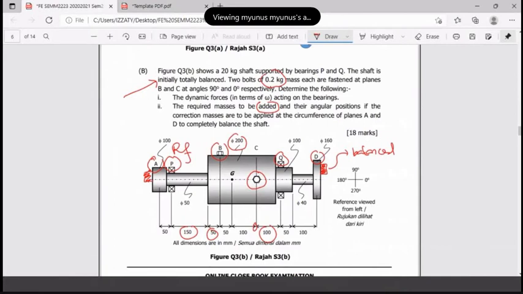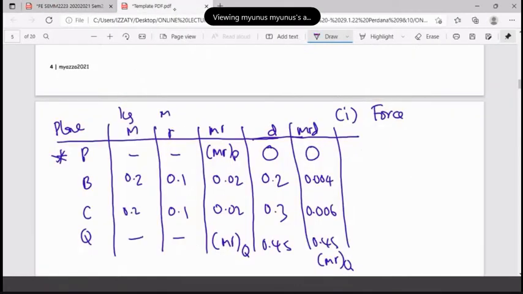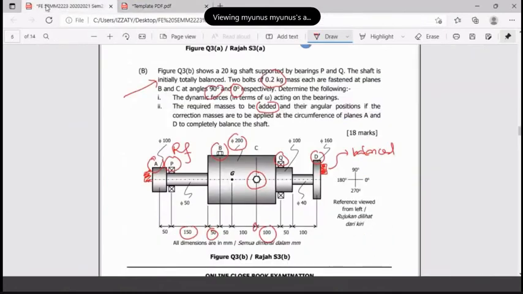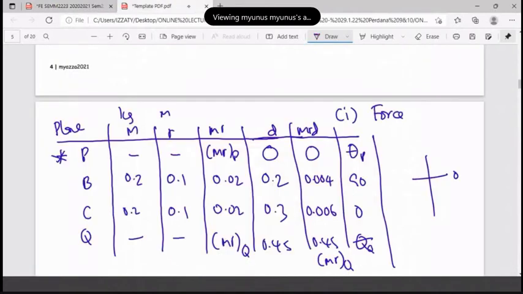Then the position, they provide the position. Look at here, P. You do not know what P is, but they provide you 90 and 0 degrees. So this one is 90, this one is 0. This one is theta P, this one is theta Q. Then you need to follow the given direction: clockwise, viewed from the left. Left is here, your eyes here. So clockwise, horizontal, 180 to 270.